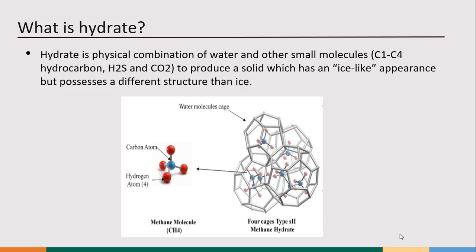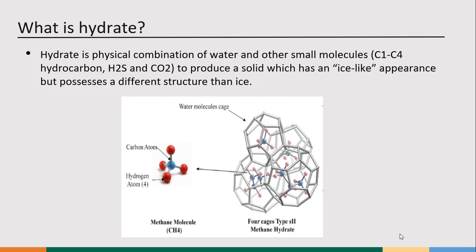Okay, the important topic: what is hydrate? Hydrate is not a chemical thing; it's a physical thing. It's a combination of water with hydrocarbon molecules from C1 to C4, and it can also include H2S and CO2 molecules. It produces a solid which has an ice-like appearance, but possesses a different structure than ice. It looks like ice, but it's not ice.